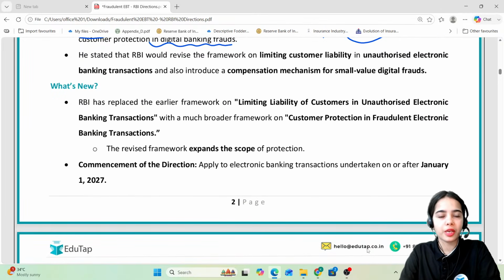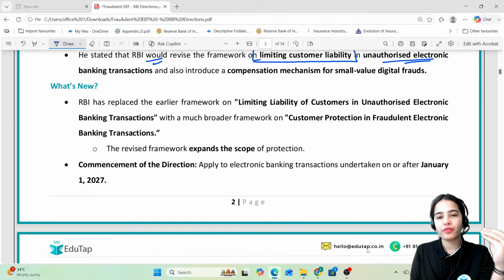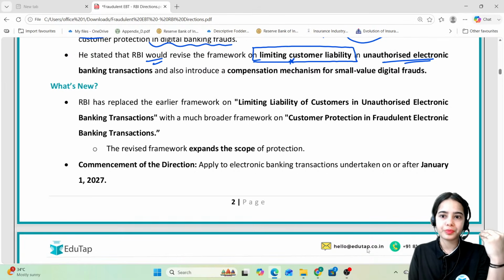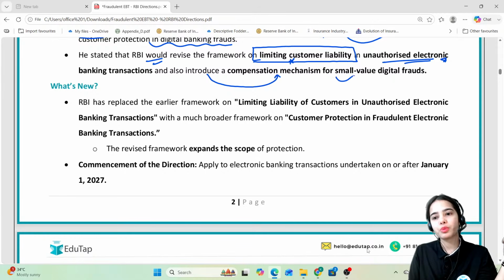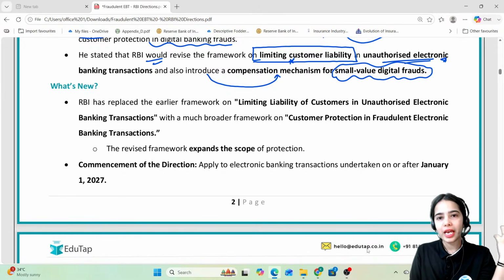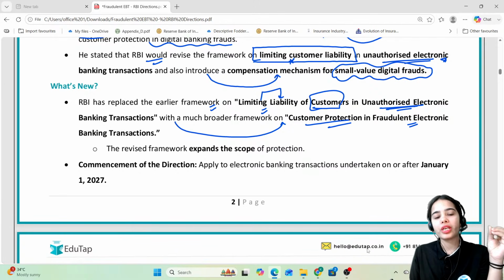Governor Sanjay Malhotra stated that RBI would revise the framework on limiting customer liability in unauthorized electronic banking transactions, and also introduce a compensation mechanism for small value digital frauds. So RBI has now replaced the earlier framework, which limited the liability and obligation of customers in unauthorized electronic banking transactions, with a much broader framework on customer protection in fraudulent electronic banking transactions.